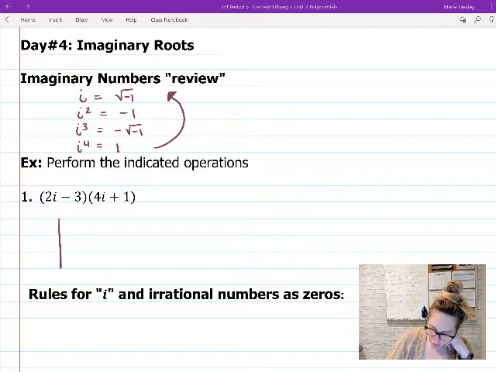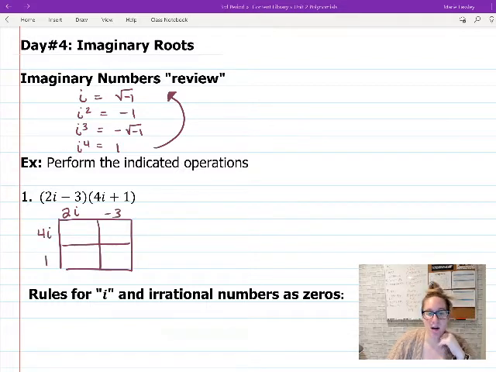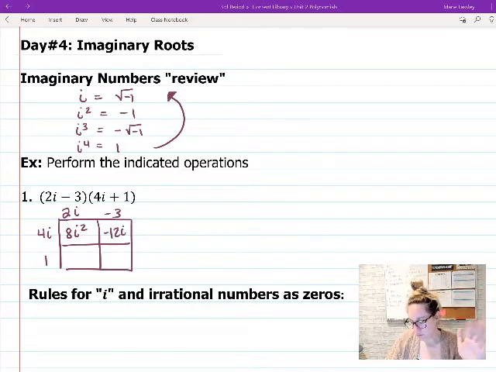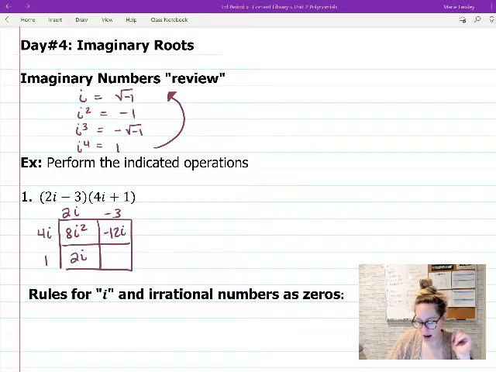So I'm just going to make my little box. 2i minus 3 and then 4i plus 1. And then we just multiply. 2i times 4i is 8i squared. We're going to simplify later. -3 times 4i is -12i. 2i times 1 is 2i, and then -3 times 1 is -3.